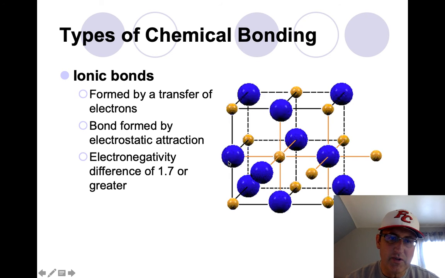We're going to talk here soon about electronegativity. We did that last chapter. Remember, that's the attraction for electrons that takes place in a chemical compound. When there's a great difference in electronegativity, we talk about the electrons being transferred. So it's an ionic bond.